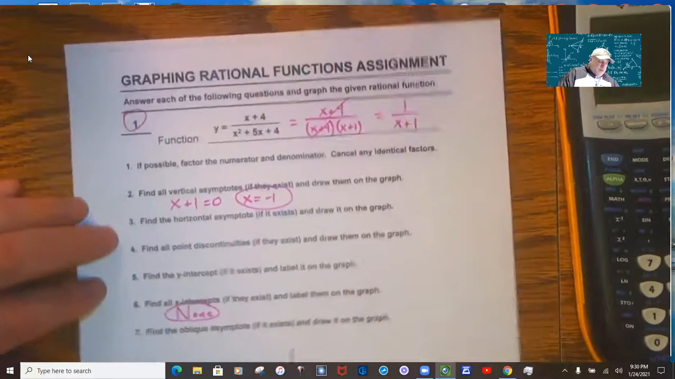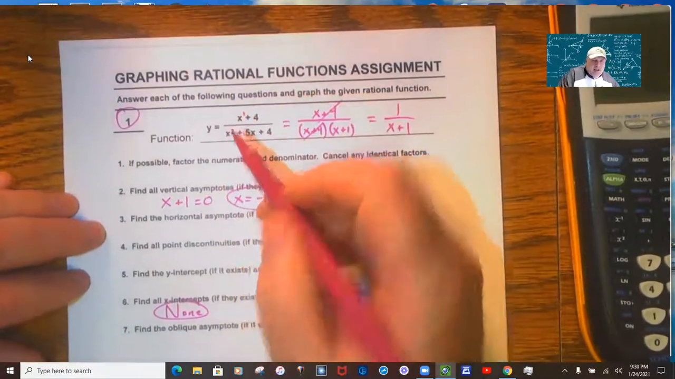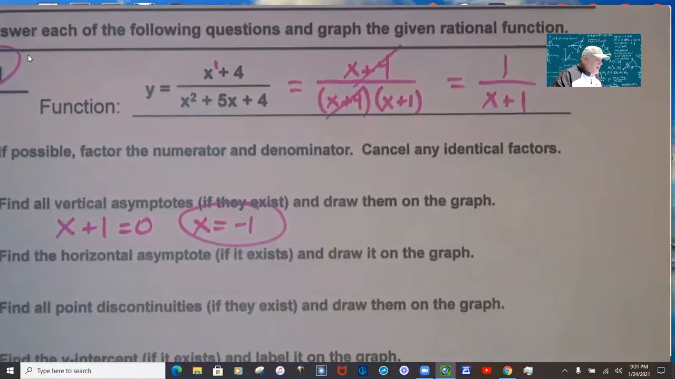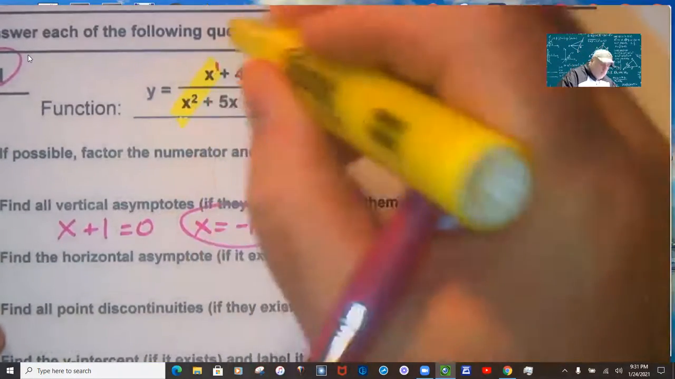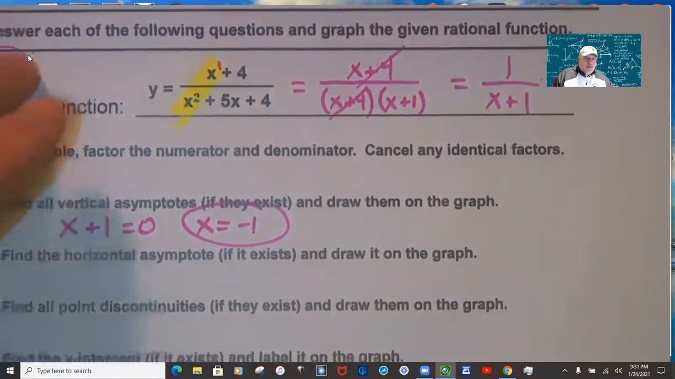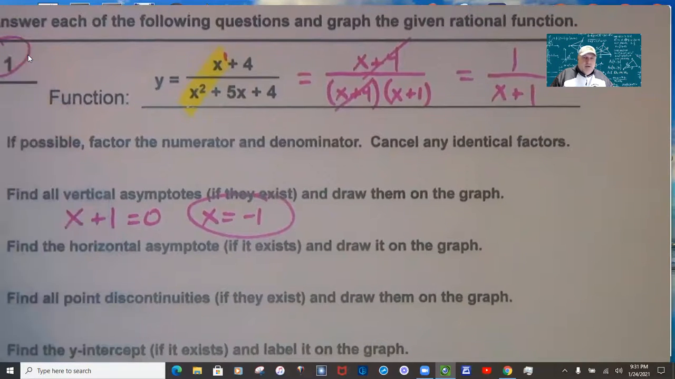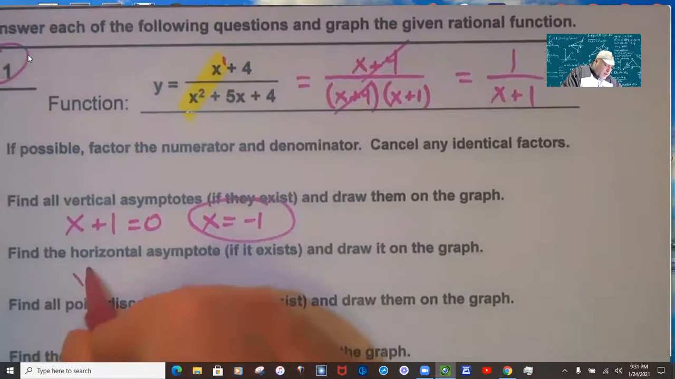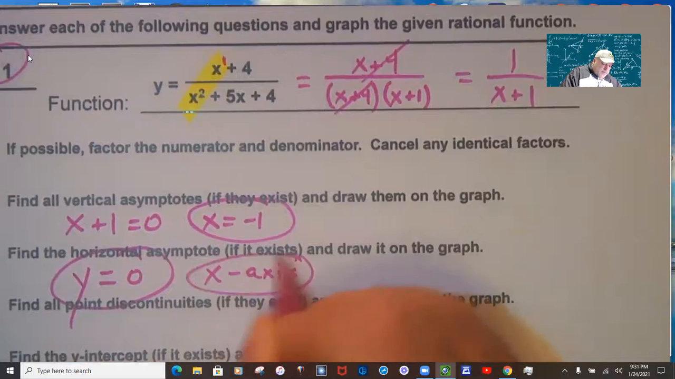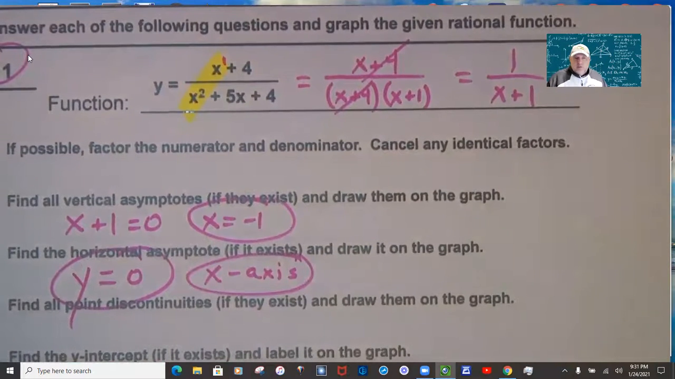Number 3, so here's a case where you'll notice back on this original, we are looking again at the highest powered term. So let me highlight those. Right here they are. And as you look at those, if the powers are the same, then we're going to do 1 divided by 1, the divide the coefficients. But that's not the case. The power is greater in the denominator. So automatically, the answer is y equals 0, the x-axis. That's automatic. You just go there.